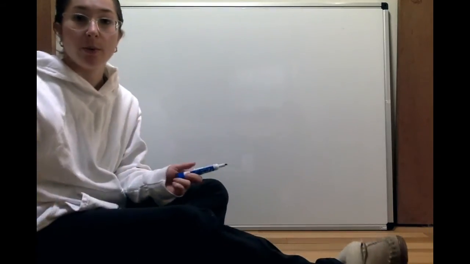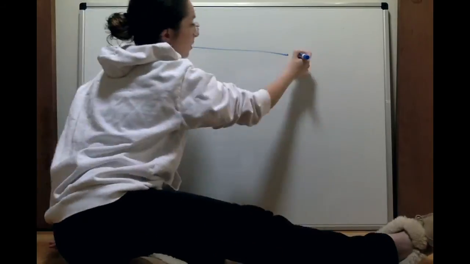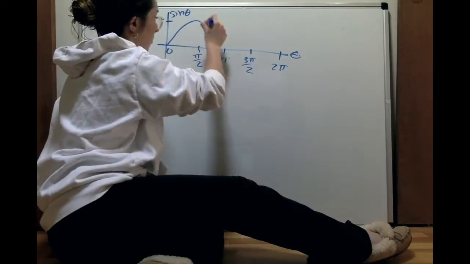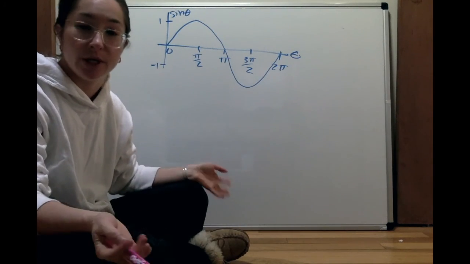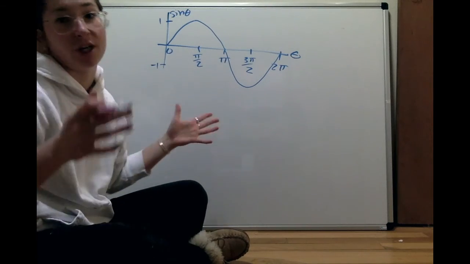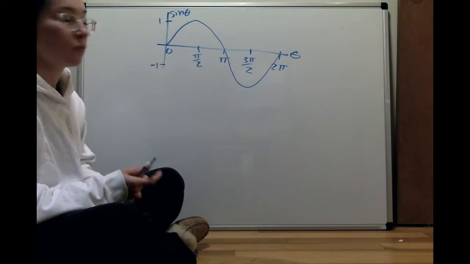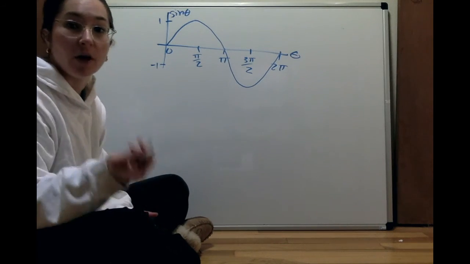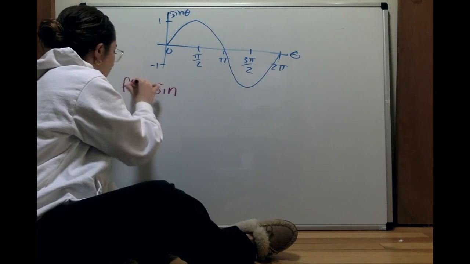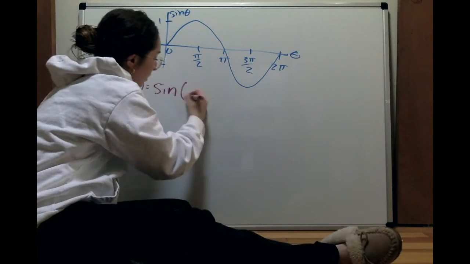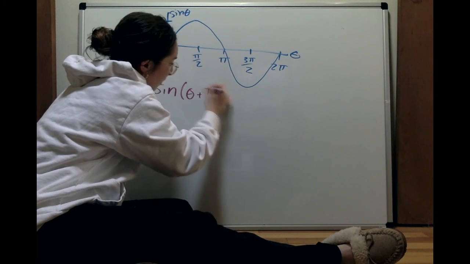A good place to start when thinking about sinusoids is starting with the original sine graph. Looks okay. But now, the same way that we can transform other functions by shifting them up, stretching them vertically, shifting them left and right, we can transform sinusoids too. So let's say I have a function f of theta is sine of theta plus pi over 2.